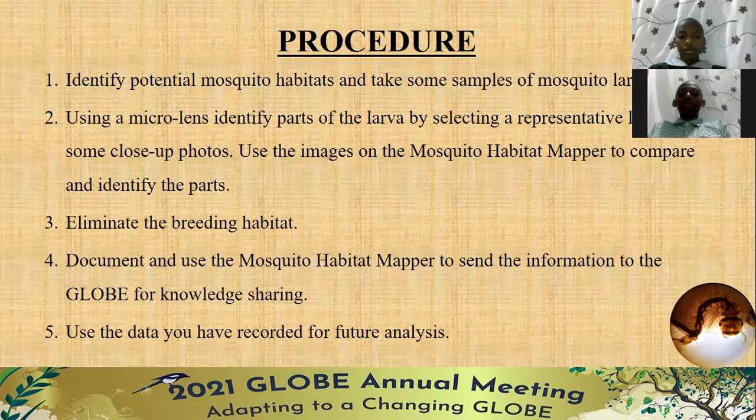Step 3. Eliminate the breeding habitat. Step 4. Document and use the Mosquito Habitat Mapper to send the information to GLOBE for knowledge sharing. Step 5. Use the data you have recorded for future analysis.